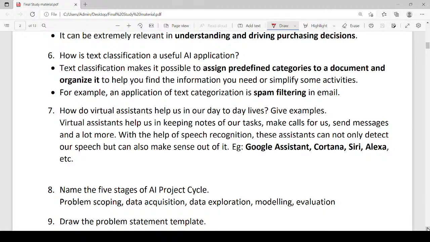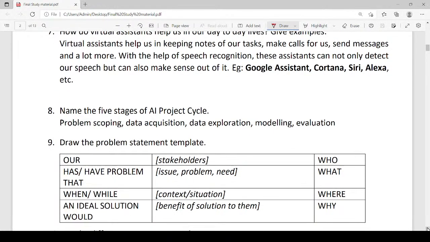Now, you may be asked to draw the problem statement template or come up with a problem statement template. How does a problem statement template look? You all should be able to recollect and write this as an answer. You're going to write the phrases: are, have or has a problem that, when or while, and an ideal solution would. So all these 4 phrases on the left side, 1, 2, 3, 4, take their answers from the 4 blocks: who, what, where and why. Remember the 4W problem canvas?